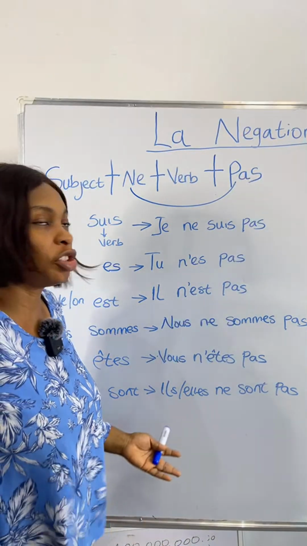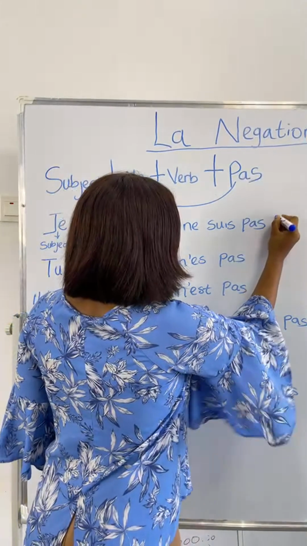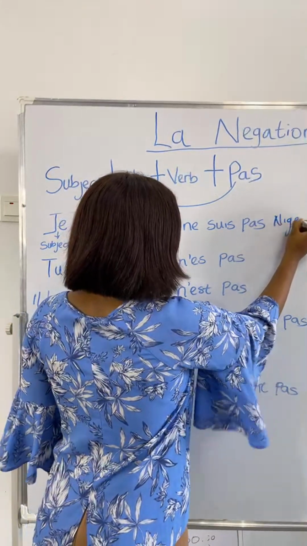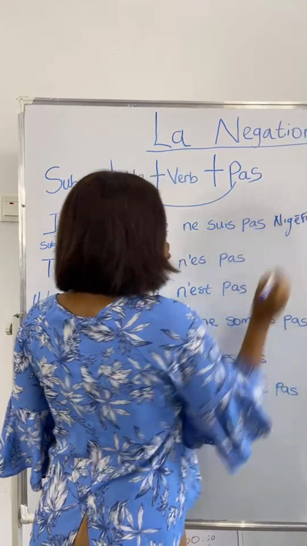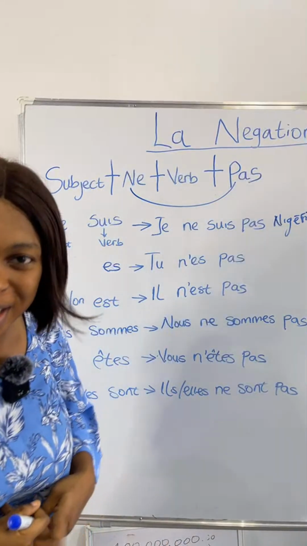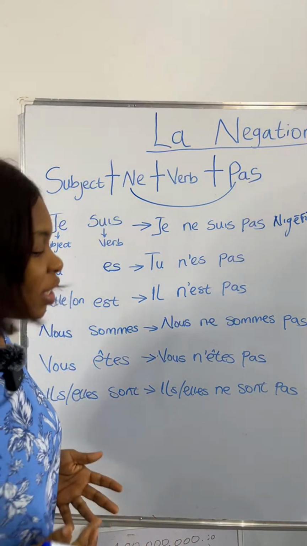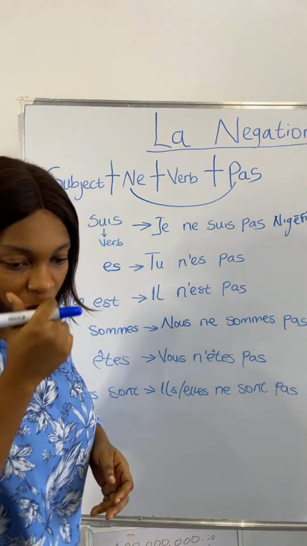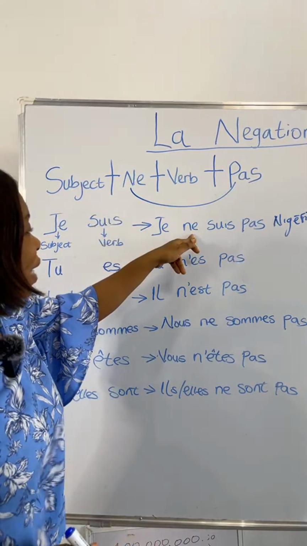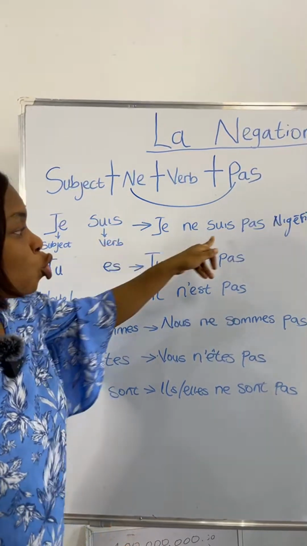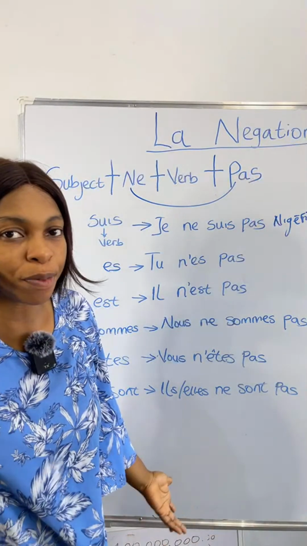So, I am not a Nigerian: je ne suis pas Nigerian. We can just add Nigerian at the end like this. Je ne suis pas Nigerian. I am not a Nigerian. So it's simple. You get the subject, which is je, then followed by ne, then followed by the verb suis, pas, and then your adjective. It's that simple.